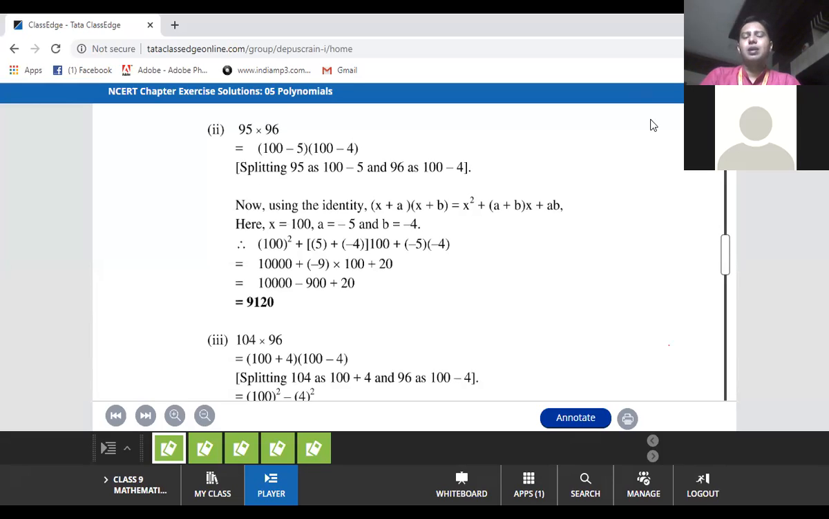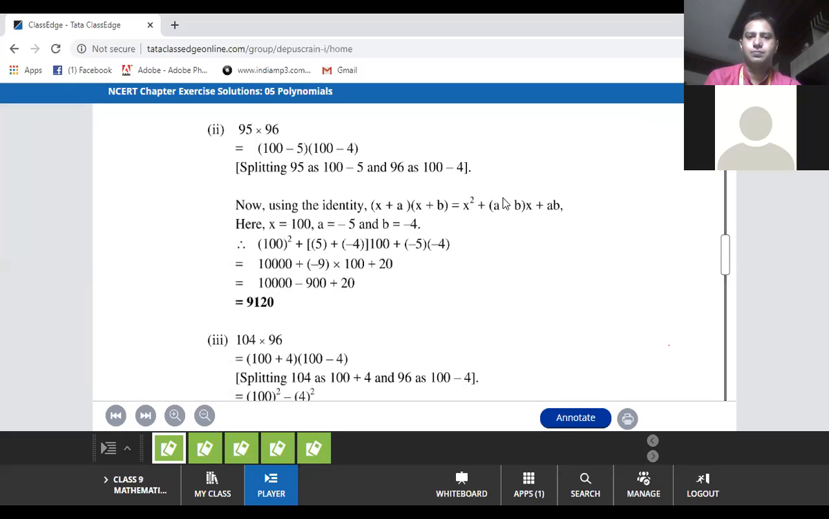Now we have x minus a, x minus b, or x plus a, x plus b, whereas a is minus 5 and b is minus 4. We will apply the identity here as x plus a into x plus b is equal to x square plus a plus b into x plus ab. Now the value of x is 100, the value of a is minus 5, and the value of b is minus 4.